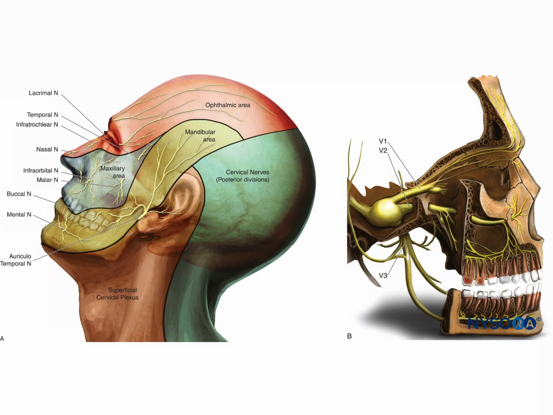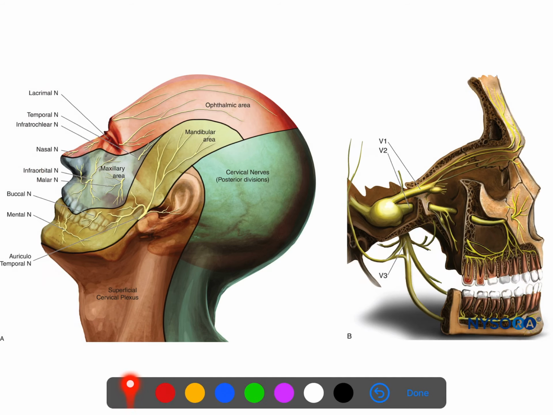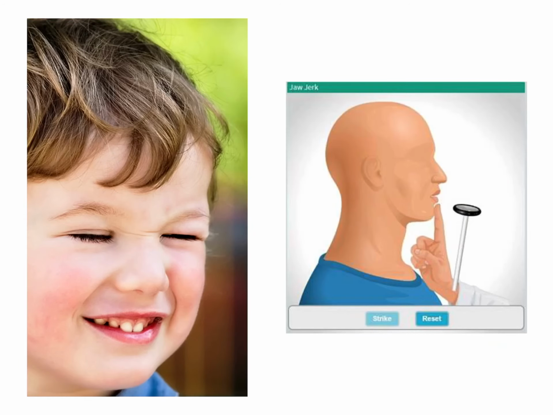And this is a beautiful illustration that just lets you know you don't need to know all of these branches, thank God. Save that for the anatomist. You just need to know that here's V1, going to the ophthalmic region, here's V2, going to the maxilla, and here's V3 going right down to the mandible. It's a very precipitous course out of the bottom of the skull.